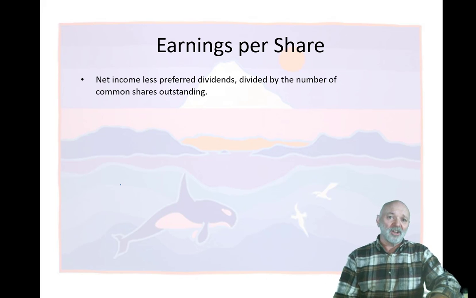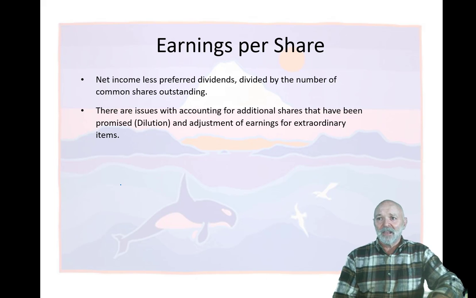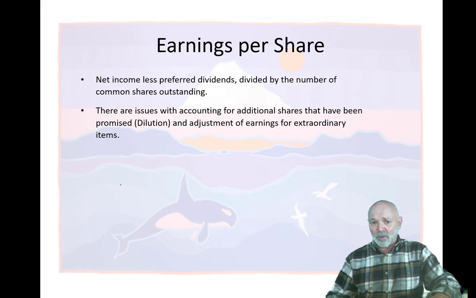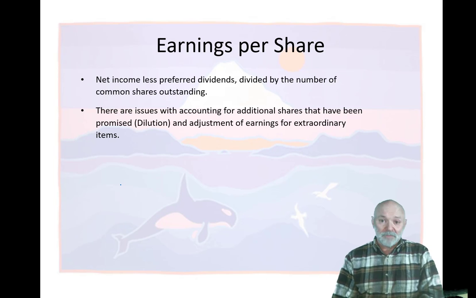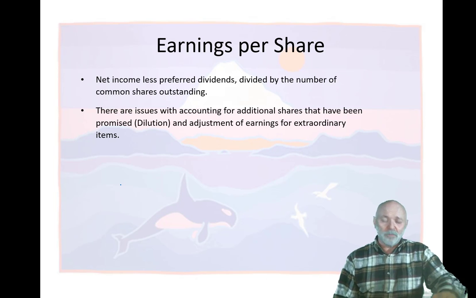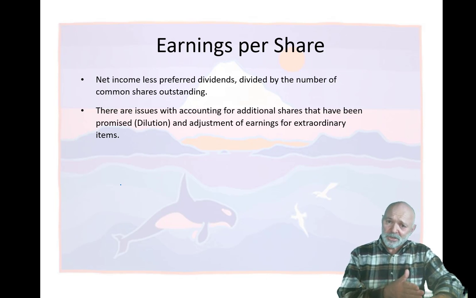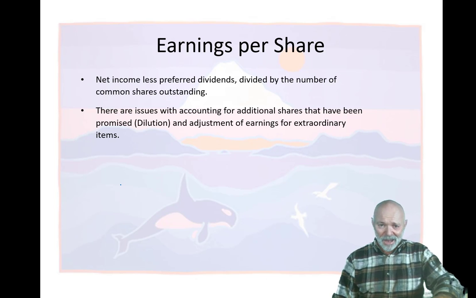In practice, it gets a lot more messy. There are a lot of accounting issues with the calculation of earnings. Essentially, there are problems with dilution. If the number of shares can be increased, that would also be a problem. And there may also be adjustments for things like extraordinary losses or company restructuring, things that aren't likely to happen again.